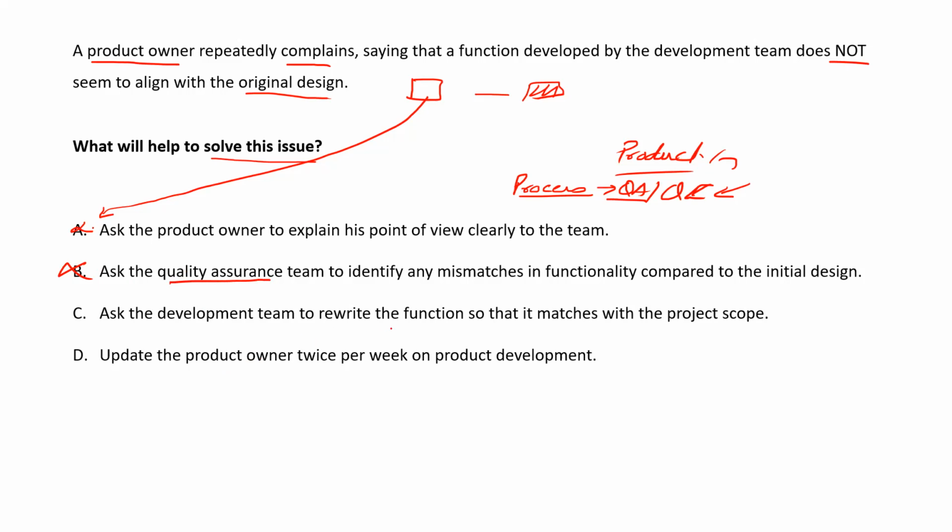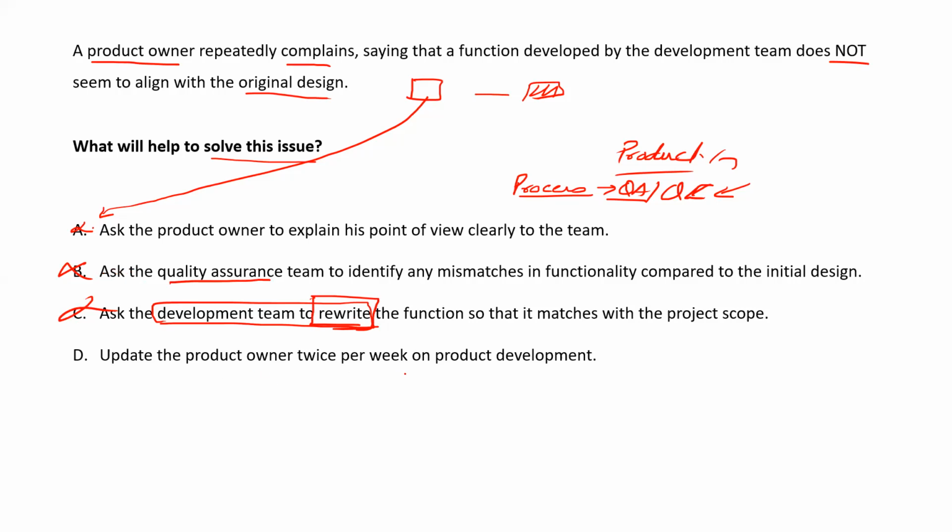Option C: Ask the development team to rewrite the function so that it matches the project scope. The development team is not the one that has to perform work on dictation. In Agile, do you dictate the team, or does the team select the work by itself? It's on the team. In Agile, the team does the work by itself. It does not need any dictation from anyone. So this is gone.